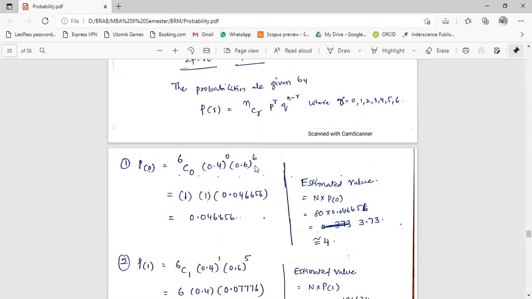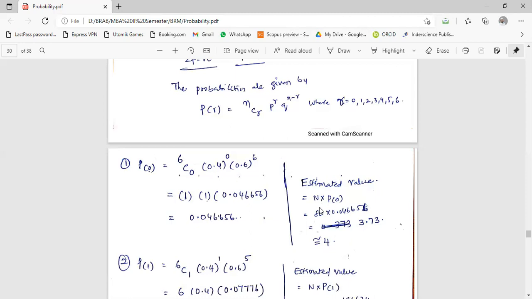So 0.046656 into 1 into 1, so the answer is the same. If something is multiplied by 1, the value will be the same; it cannot change. Now you got the probability of it happening 0 times, but you don't know what the exact value is. At that time you have to multiply with n.